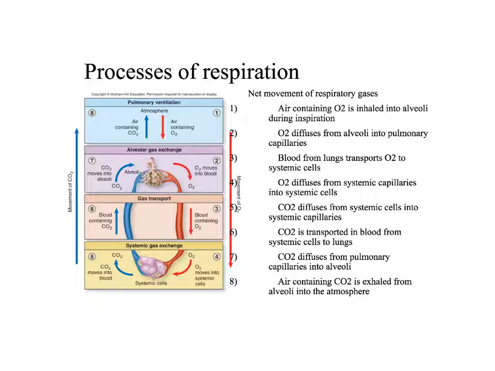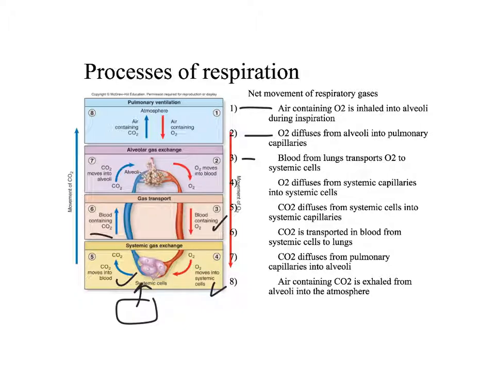So here's another picture, and these numbers go over like this. So 1, the air containing oxygen is going to come in. The oxygen is going to go into the blood. Then it's going to be carried in the blood, so we have to talk about that, and then it's going to move to the tissue, to the cells. Then we're going to pick up carbon dioxide. It's going to diffuse from the systemic cells into the capillaries.